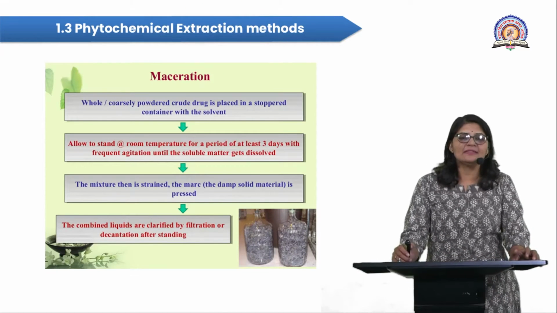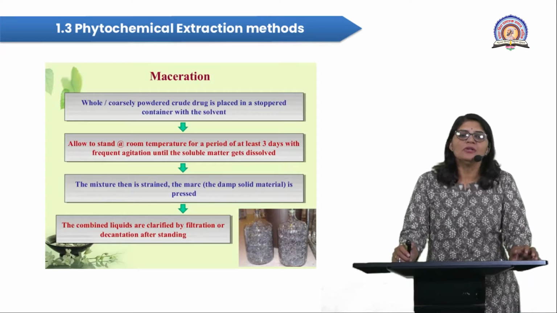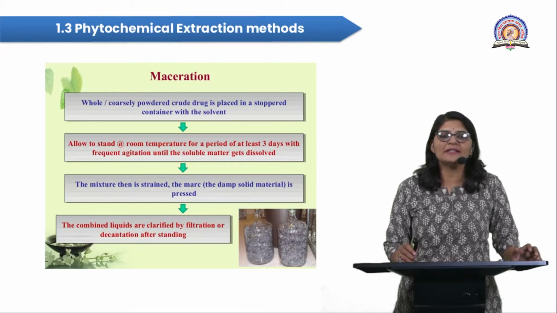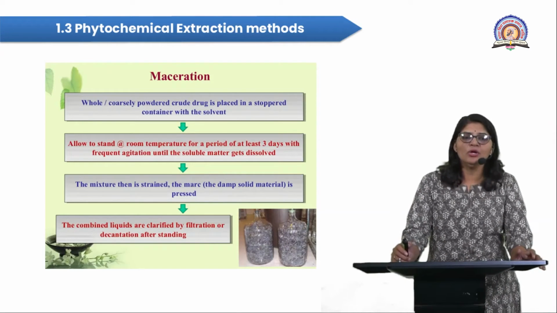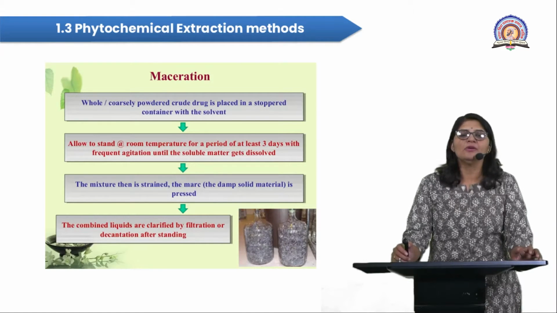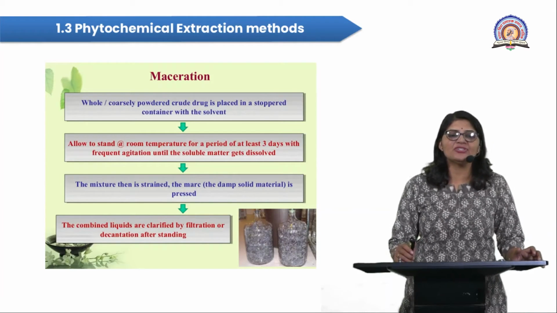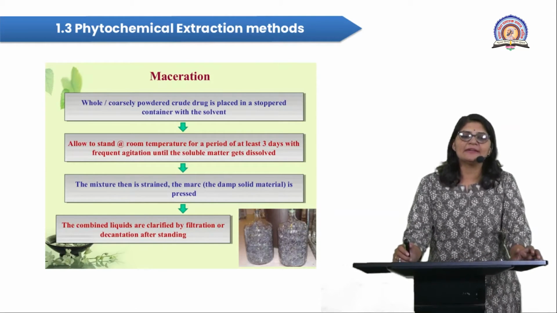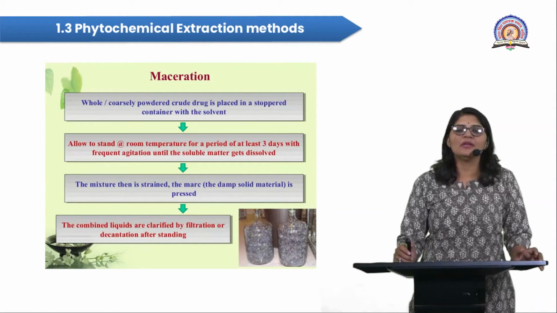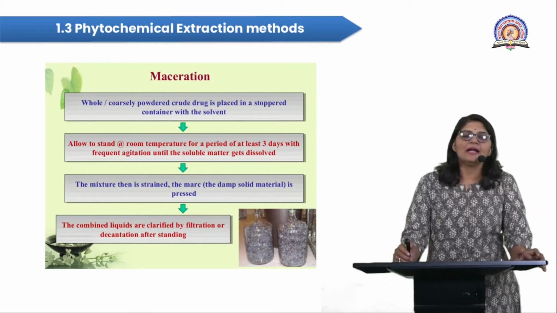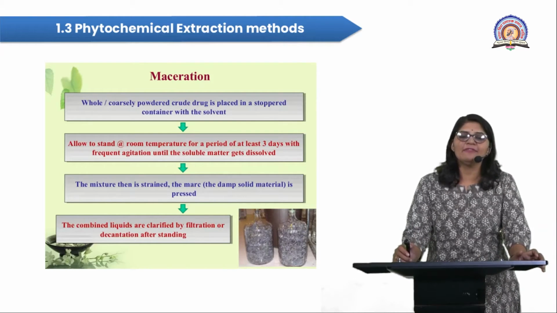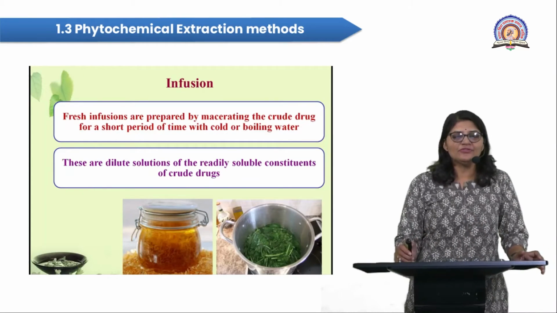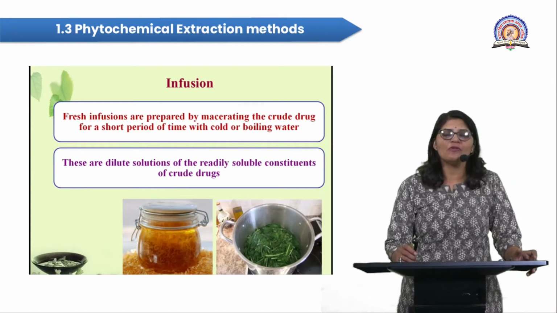Then maceration is another technique for phytochemical extraction. The whole or coarsely powdered crude drug is placed in a stoppered container with a solvent system and allowed to stand at room temperature for a period of at least 3 days with frequent agitation until the soluble matter is dissolved. The mixture is then strained, the damp solid material is pressed, and the combined liquid is clarified by filtration or decantation after standing.